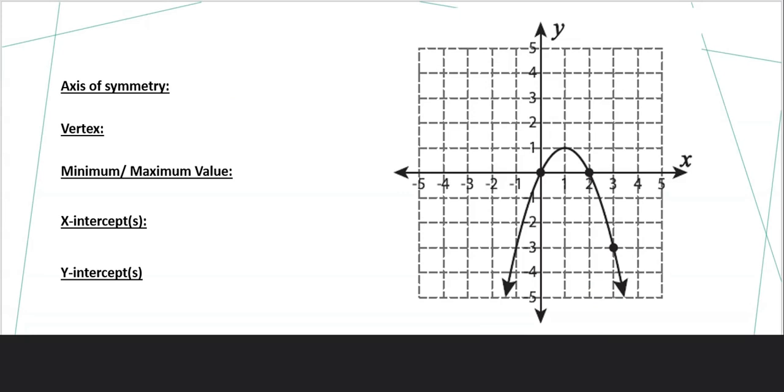Here, yes, the axis of symmetry is clear. Is this line? This is your axis of symmetry. What is the value of x here? x is equal to 1. So the axis of symmetry is x equal 1. The vertex is this point where x is 1 and y is 1. So it becomes 1, 1. Since this is a downward parabola, here you will have the maximum value, which is again 1. Now the y-intercept and x-intercept.